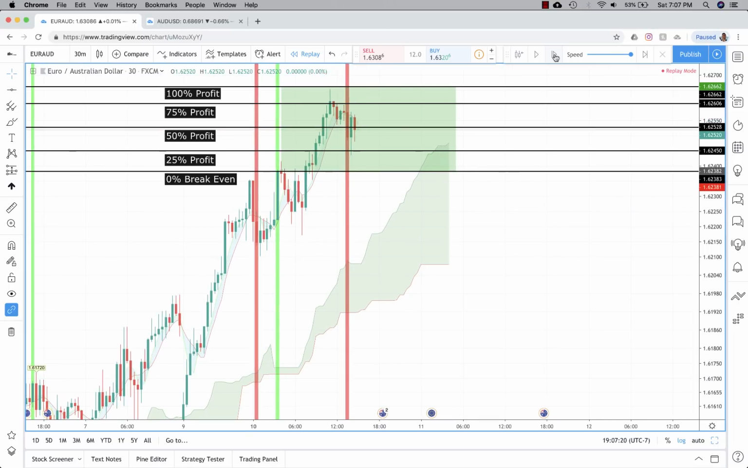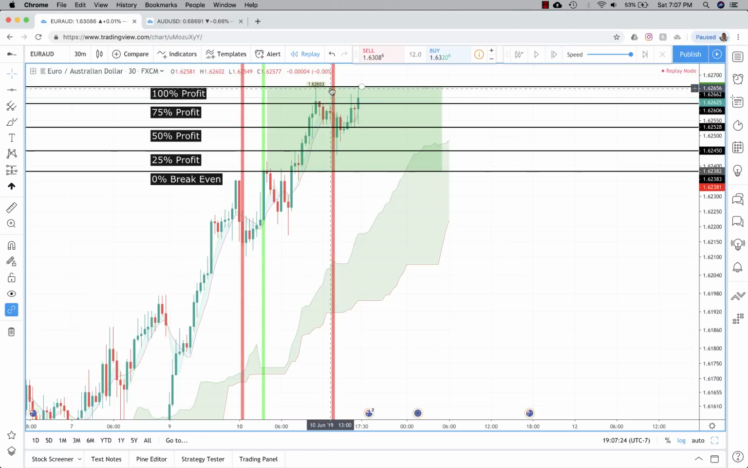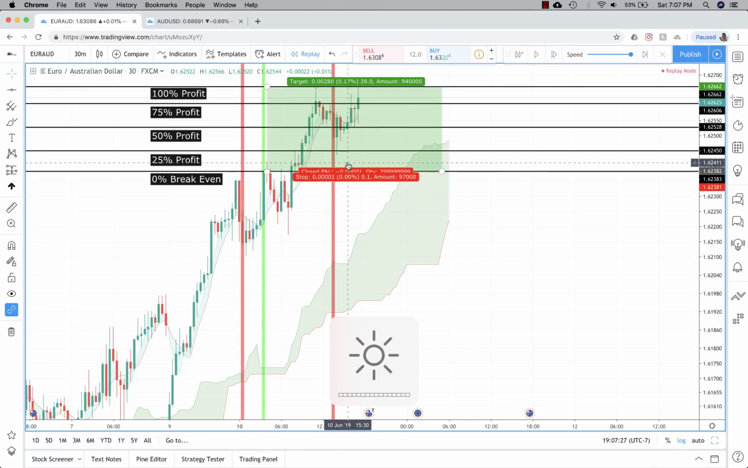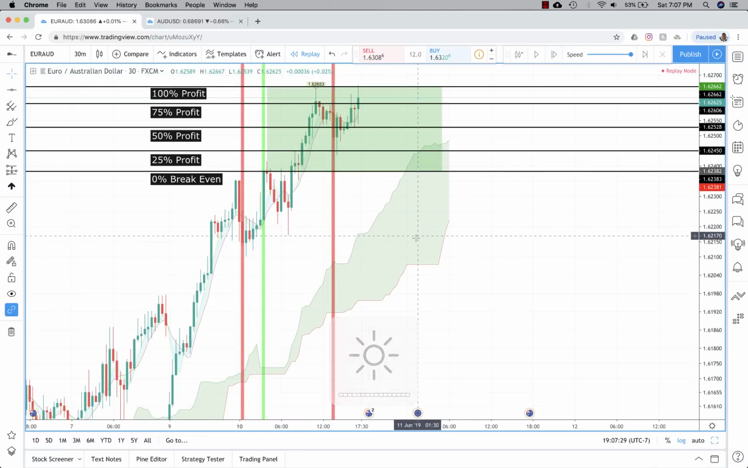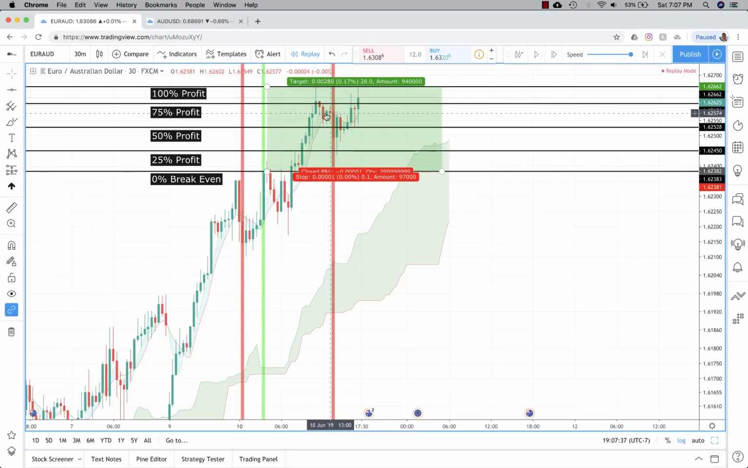But if you kept running with it, you just let it run, there you go, it hit 100% in profit. So this is why I'm saying that you're not required to use the exit strategy, but I do recommend it, especially if the markets are choppy. But if you just let it run, you would have hit double profit. You would have just gone 100%. So there goes one example.